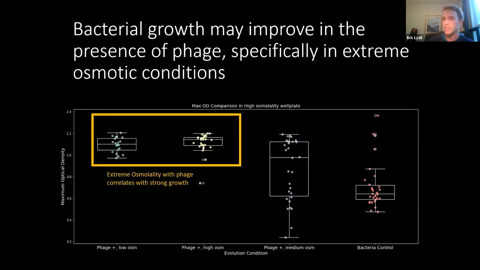So at the end of the experiment, I actually isolated the bacteria and measured their growth. Two interesting things we've had so far, though I'm having some trouble replicating. First, if you evolve with phage, you have a significant growth advantage over evolving without phage. And the second thing we saw is if you evolve specifically at extreme osmolalities, very high or very low, you also have a growth advantage. Thanks for listening.